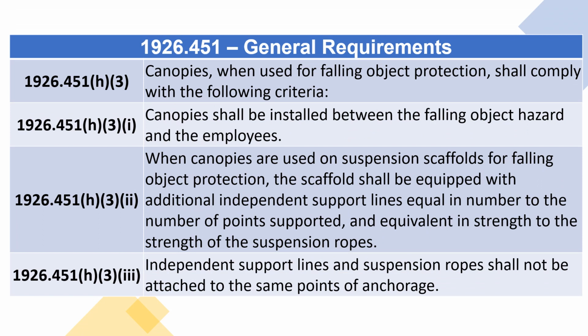1926.451(h)(3) Canopies, when used for falling object protection, shall comply with the following criteria. 1926.451(h)(3)(i) through (h)(3)(iii): Canopies shall be installed between the falling object hazard and the employees. When canopies are used on suspension scaffolds for falling object protection, the scaffold shall be equipped with additional independent support lines equal in number to the number of points supported, and equivalent in strength to the strength of the suspension ropes. Independent support lines and suspension ropes shall not be attached to the same points of anchorage.